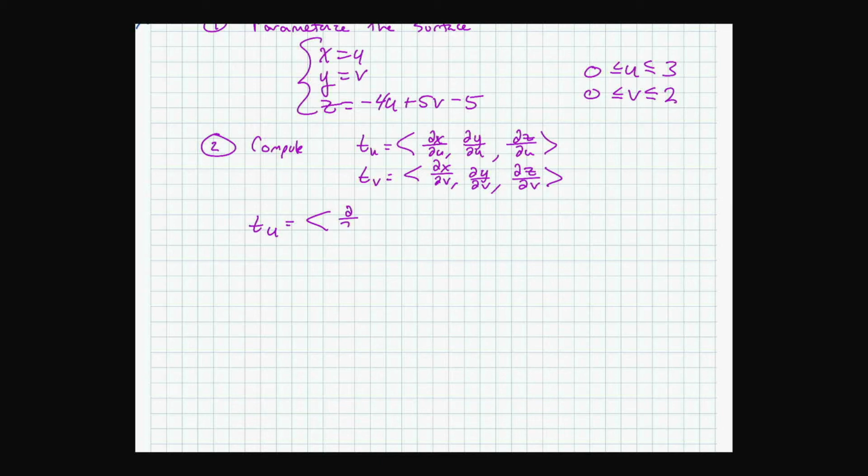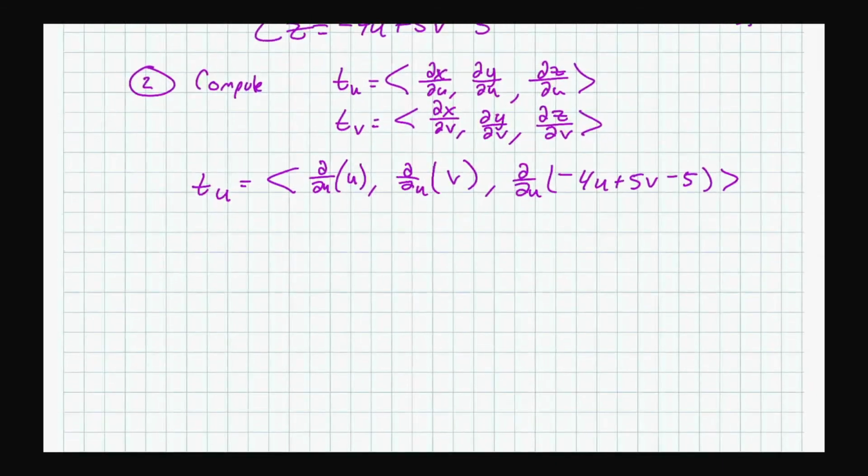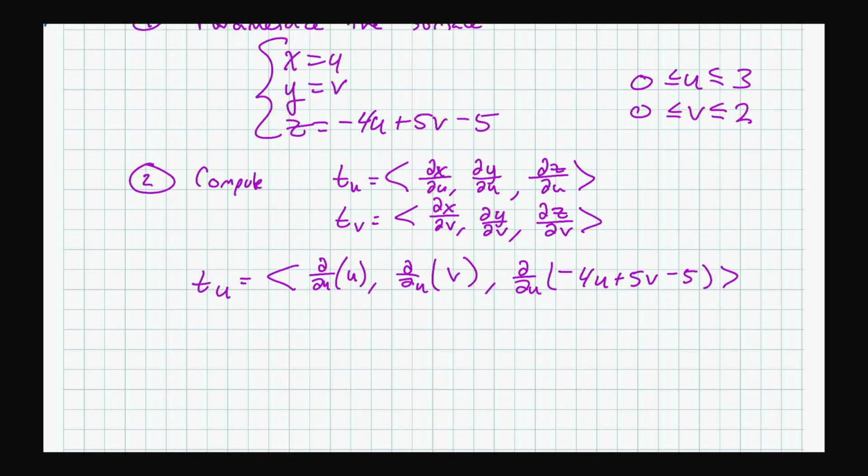So like d/du of x, d/du of y, sorry, let me rewrite these so that they make sense. They're all d/du: d/du of x, y, and z, which is negative 4u plus 5v minus 5, right? So we're doing the partial with respect to u of all of the components. So you get 1, 0, and negative 4.